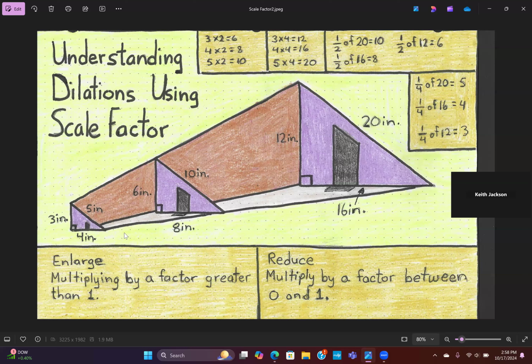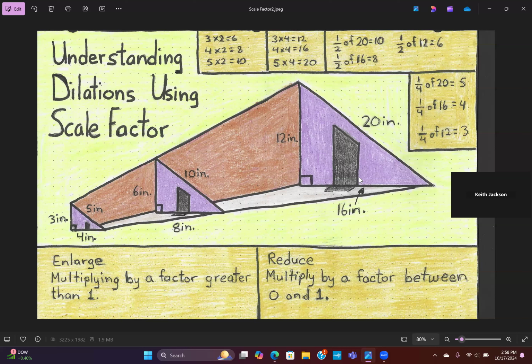Okay. And so let's say we want to dilate this triangle by a factor of 2. What we're going to do is just multiply each side of that triangle by 2. 3 times 2 will give us 6. 5 times 2 will give us 10. 4 times 2 will give us 8. All right. And so if we wanted to, let's say, enlarge this figure by a factor of 4, we just simply multiply these dimensions by 4 because we know that 3 times 4 would give us 12, 5 times 4 would give us 20, and 4 times 4 would give us 16.